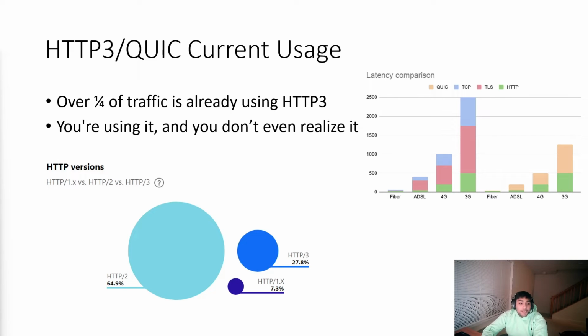So I pulled this image directly from Cloudflare, which gets to see a lot of the traffic that flows through the internet today. And we can see that over a fourth of the traffic is already using HTTP/3. And you're using it and you don't even realize it. You can see the true latency comparison between TCP and QUIC on the image on the right. You can see how much faster it truly is to set up that connection.